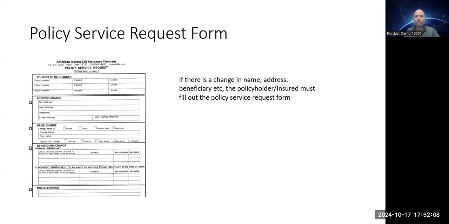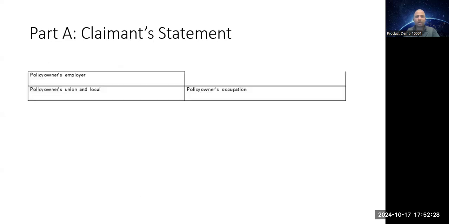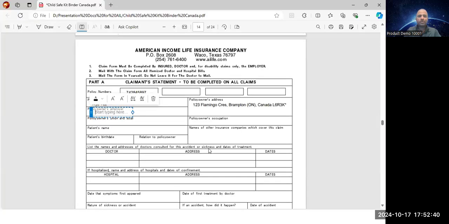Now, should there be a change in address, your name, or anything of that sort, you do have the option to fill out your PSR request form, your policy service request form. That way you can be rest assured that the information on file is accurate without any typos. All right. We're going to go ahead and fill in your policy owner's employer. Let's say in this case, your policy owner's employer is XYZ Transportation.